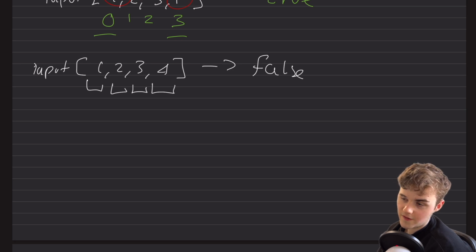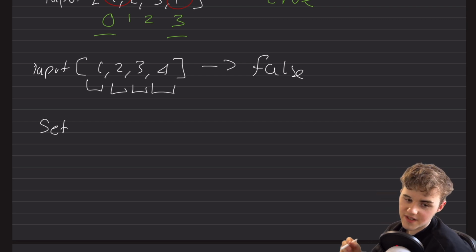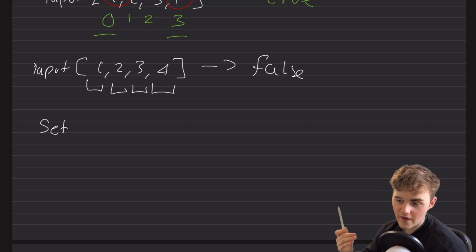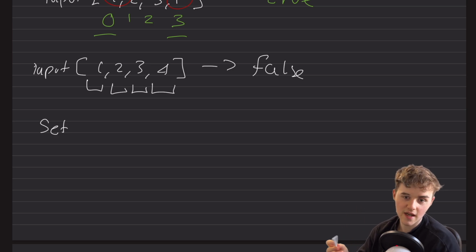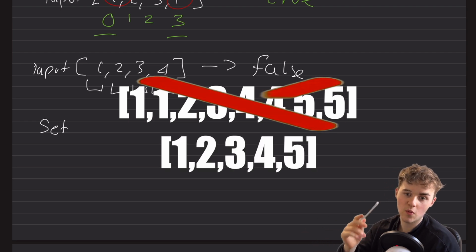Now, before we get coding, what is something we could use, like a data type, to figure out if there is non-uniqueness? So what is something that is unique? A set. A set is an unordered list kind of where everything is unique. So a set can't have 1, 1, 2, 3, 4, 4, 5, 5. If you tried to add that, it would just be 1, 2, 3, 4.